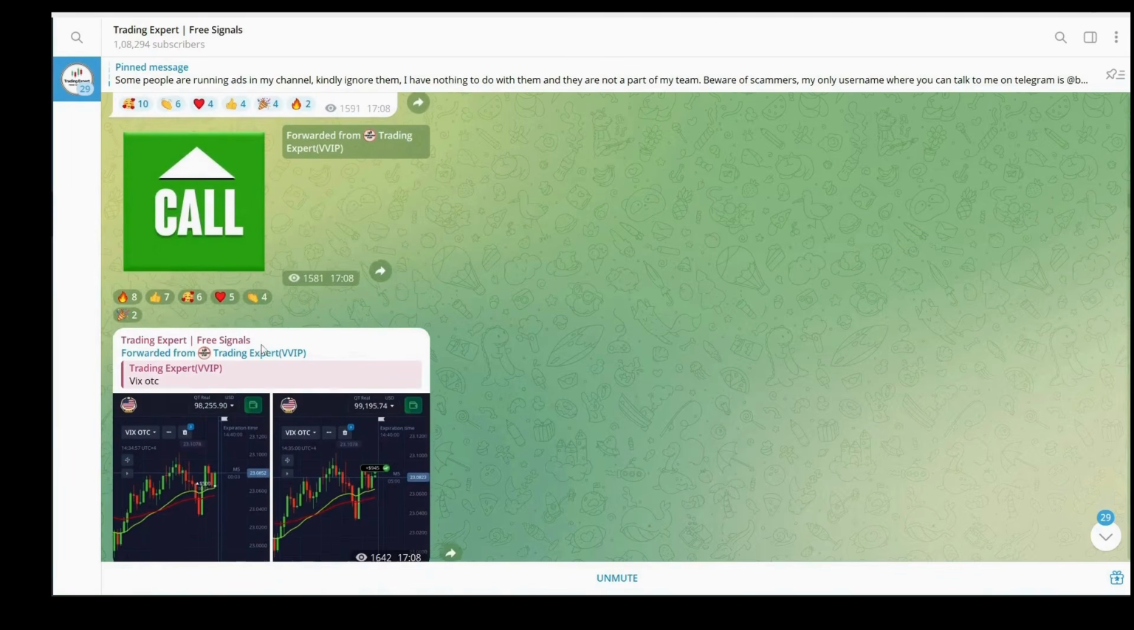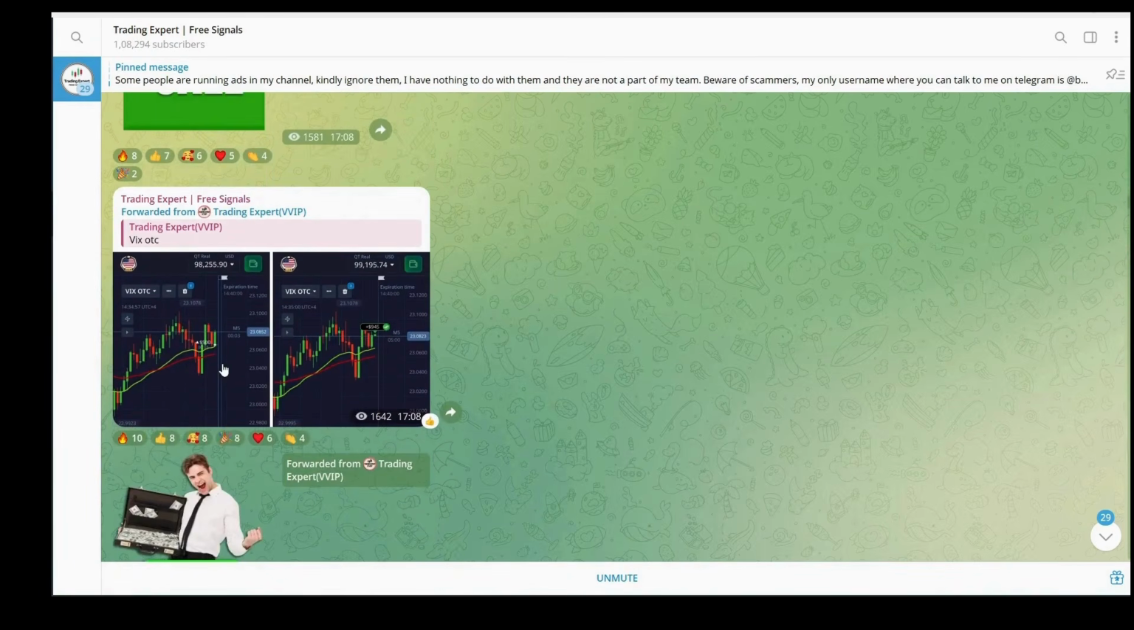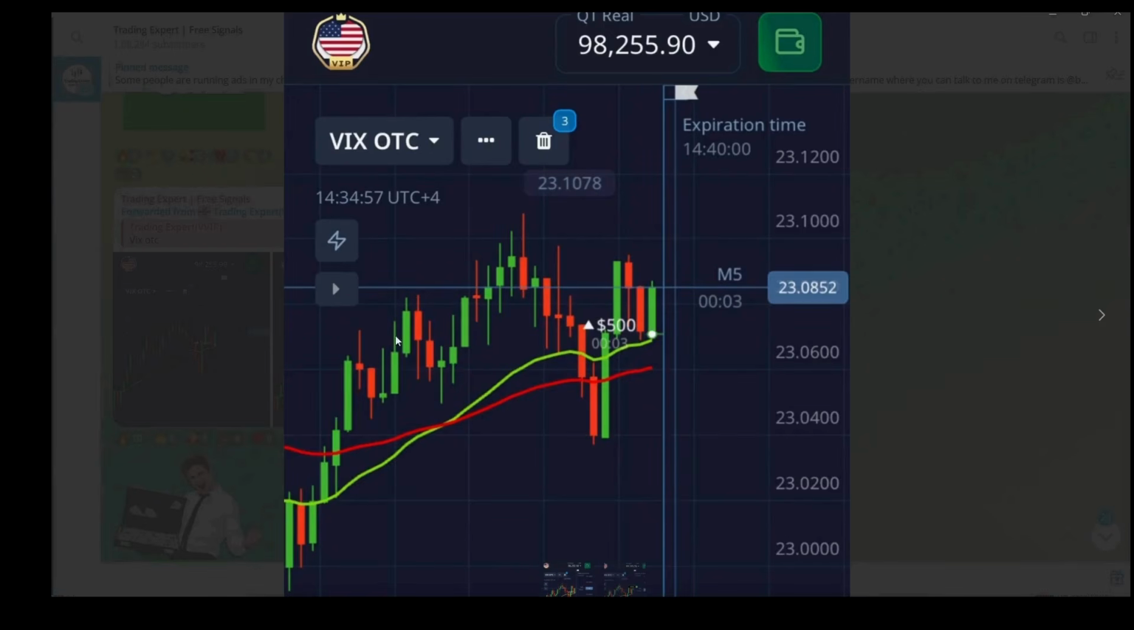Now let's move on to the second trade, which was on VIX OTC for the call side. The logic behind this trade was very simple. There was a clear uptrend, the moving average was supporting the price, and the previous red candle closed above the moving average. That's why we provided a buy signal in the direction of the trend, and this was the logic behind the trade.